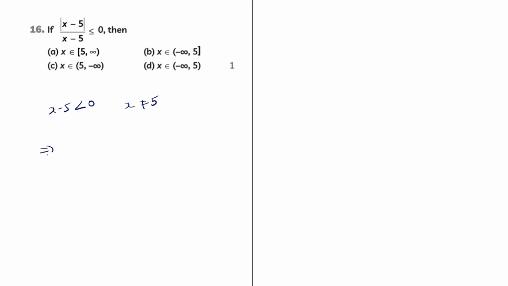So x minus 5 less than 0 means x less than 5, which means x belongs to open minus infinity comma open 5. Here we cannot have x equal to 5, because if we put x equal to 5, then this will not be defined. So the correct option is option D, x belongs to open minus infinity comma 5. Here I think this is plus infinity.